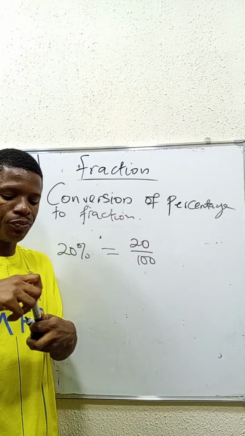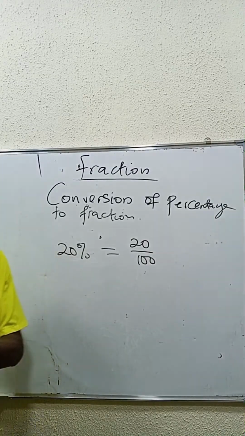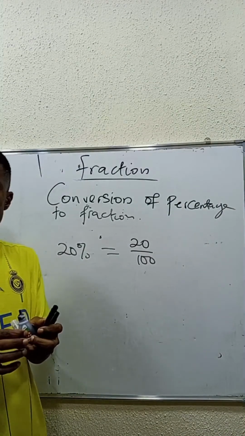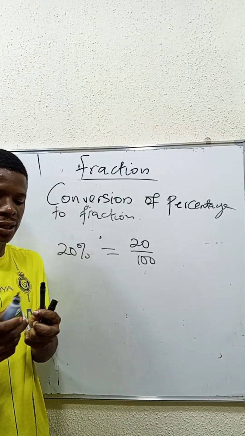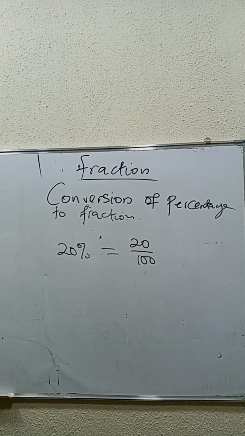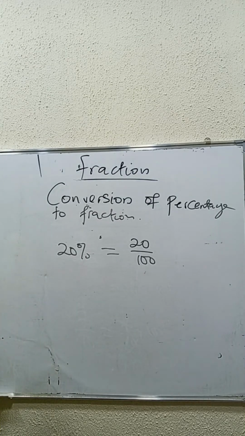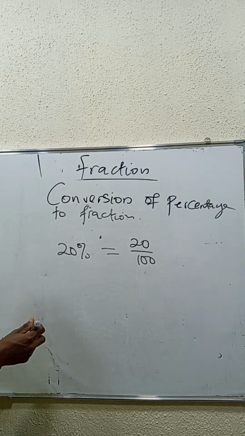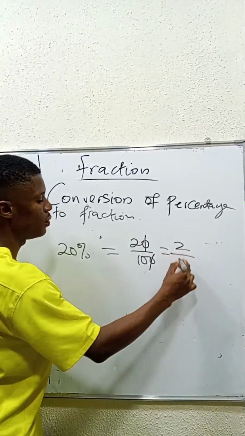zeros. If you cancel out the zeros, then you reduce the remaining fraction to its lowest term. Once you reduce it to its lowest term, any answer you have here is your answer. So that's how we convert percentages to a fraction. So what do we do? Cancel a zero, cancel a zero. We are left with 2 over 10.